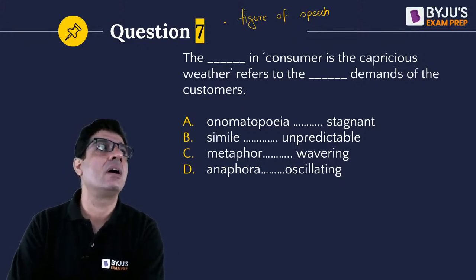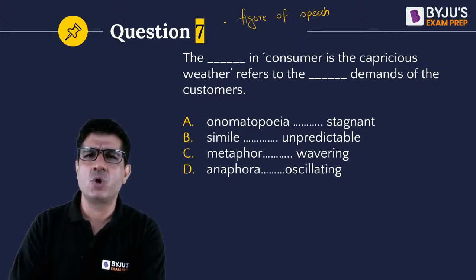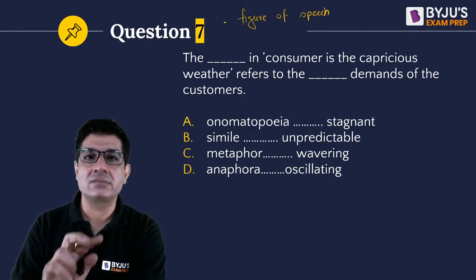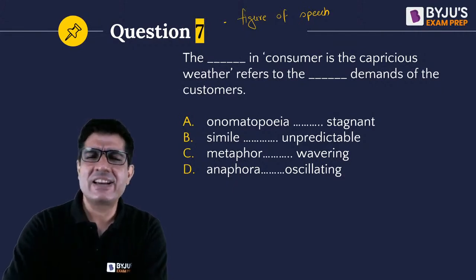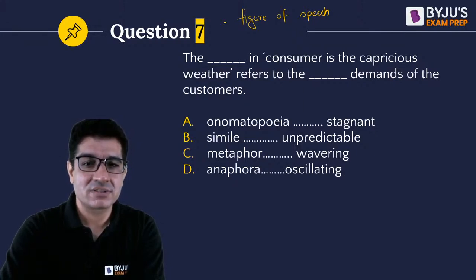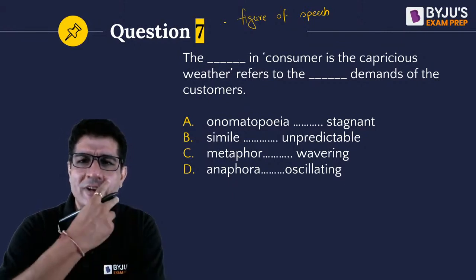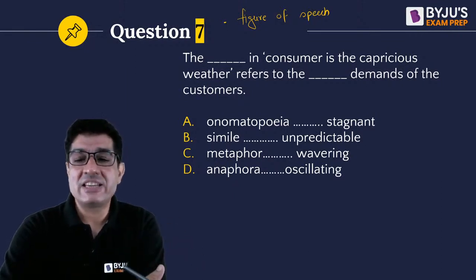For example, how about this? Go big or go home. Notice repetition of go. Or get busy living or get busy dying. We're repeating get busy. What do I say to you at the end of our session? Stay safe, stay focused, stay in touch. That's another example of anaphora. So when you say consumer is the capricious weather, there is no like or as, right? So it's not an onomatopoeia or simile or anaphora.